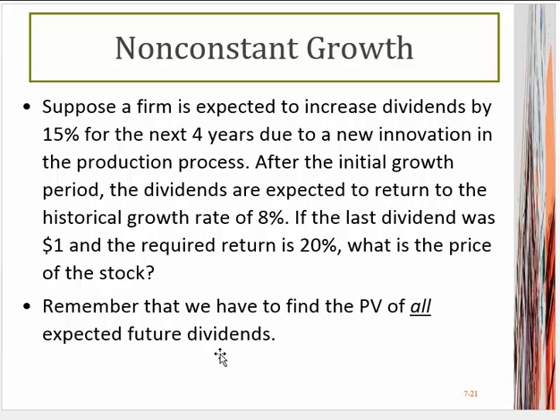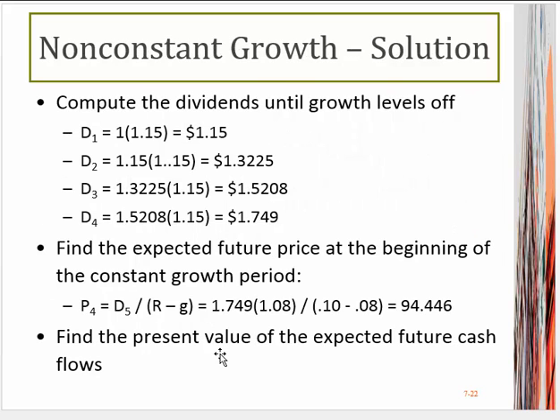Now what we have to remember is that we just have to find the present value of all expected future dividends. So we can go through the process and find the 4 future dividends. D1 is the current dividend times 1.15, so next year's dividend would be $1.15. 1.15 squared is $1.32. So here are the next 4 dividends. But now that only gives us 4 dividends. We need all the dividends to infinity. And if you remember, a price is the present value of all dividends to infinity.